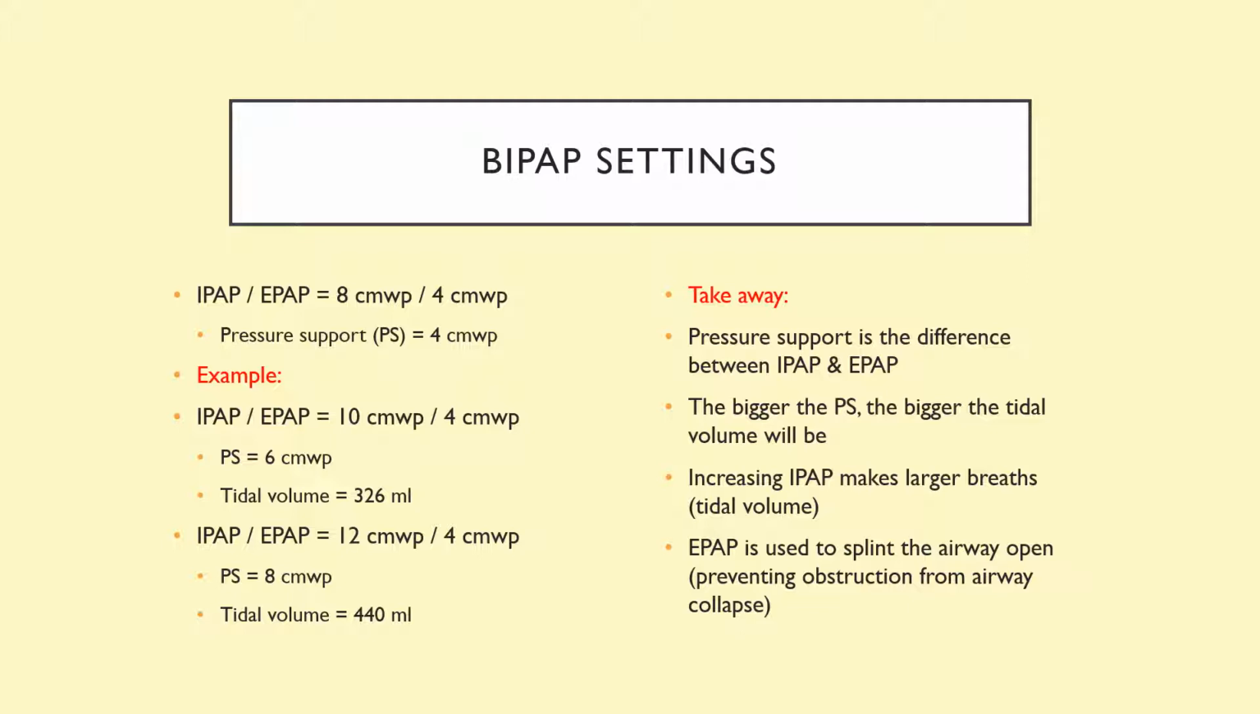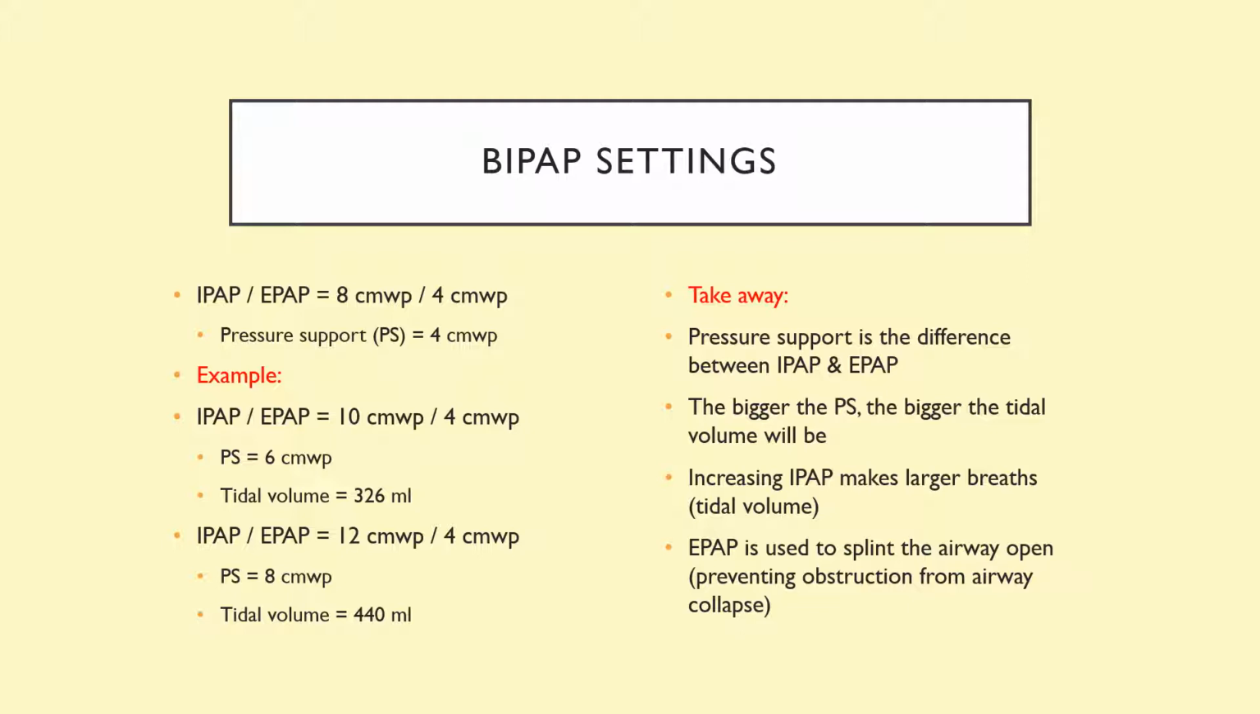So we would change our IPAP, and in this example, we're going to increase it to 12. We're going to leave EPAP the same because there's nothing in this example that we're talking about obstructive events, so we leave EPAP the same. So we have 12/4. This means our pressure support is now 8 centimeters of water pressure. So now we measure our tidal volume, and we see that our tidal volume is now increased to 440 milliliters.